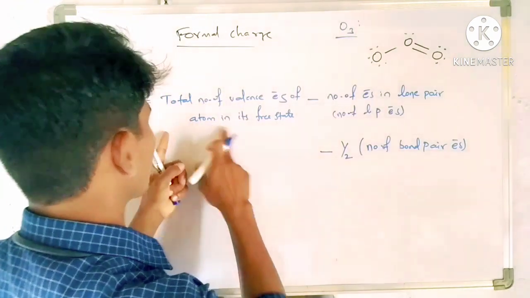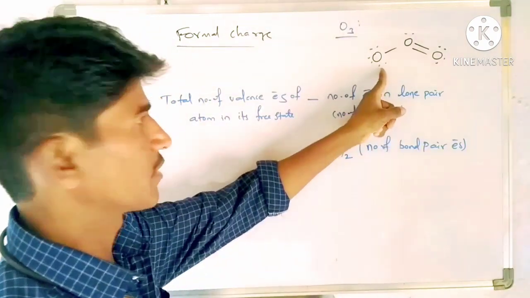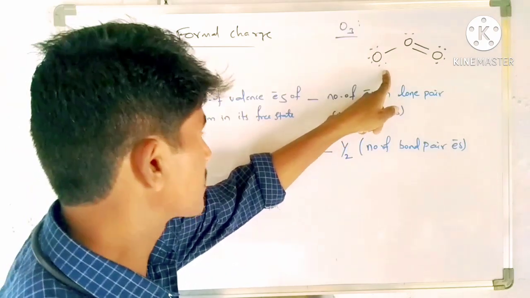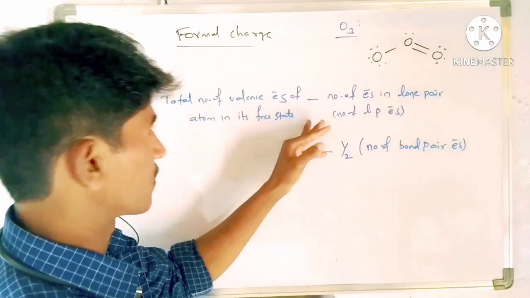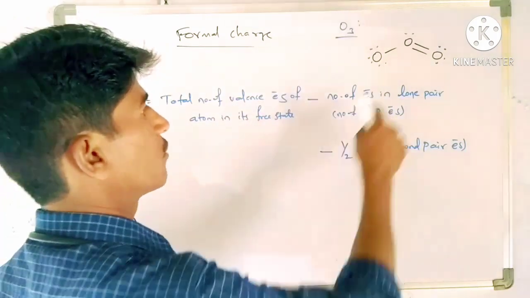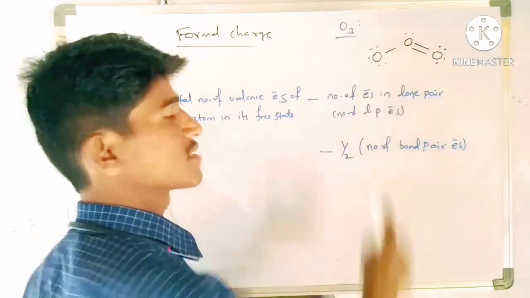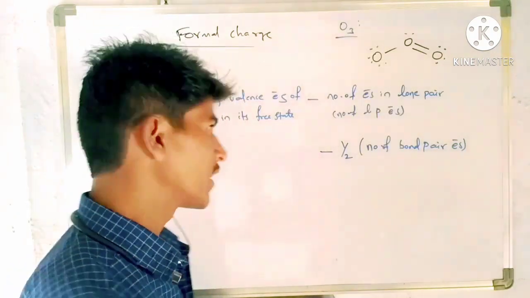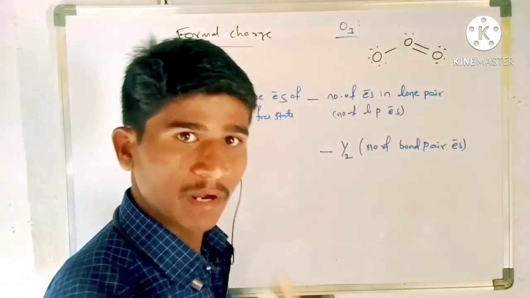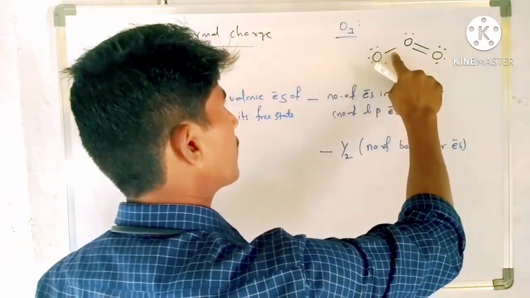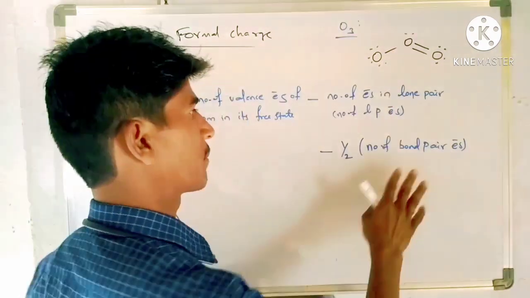So here, the total number of valence electrons of the atom, whatever the atom, for example for this atom we are going to calculate the formal charge. For this atom, how many valence electrons are there in its free state, minus the number of lone pair electrons. Here 1 2 3 4 5 6, 6 lone pair electrons are there, minus 1 by 2 of the number of bond pair electrons. How many bond pair electrons are there? 2 bond pair electrons.